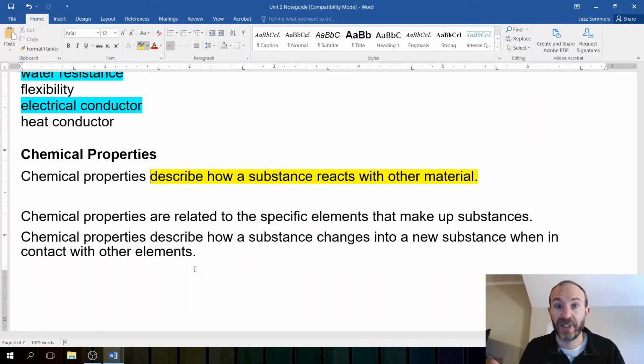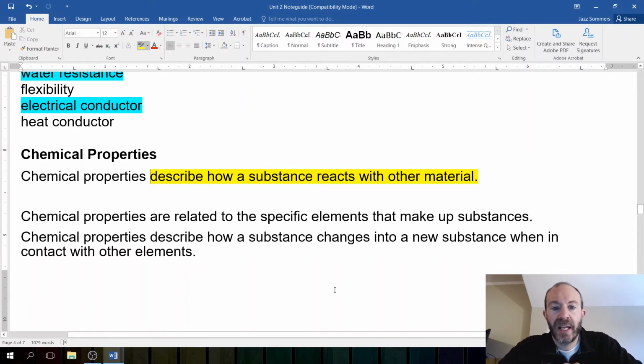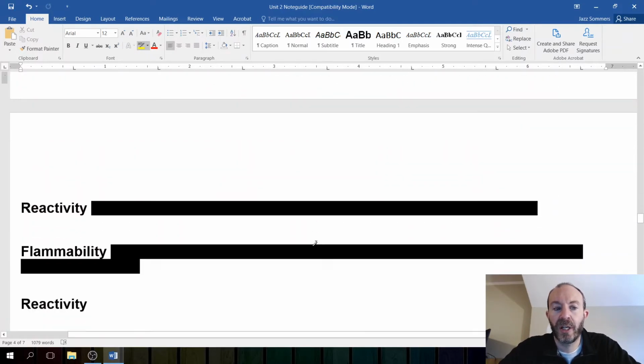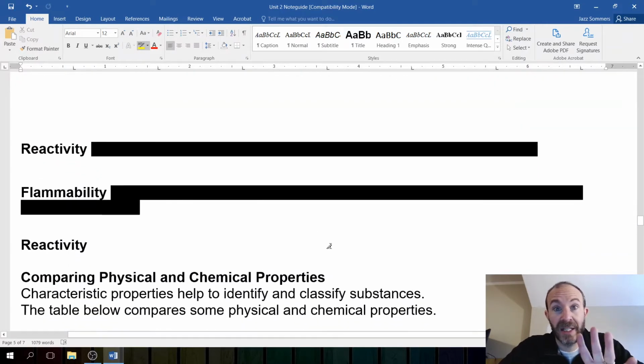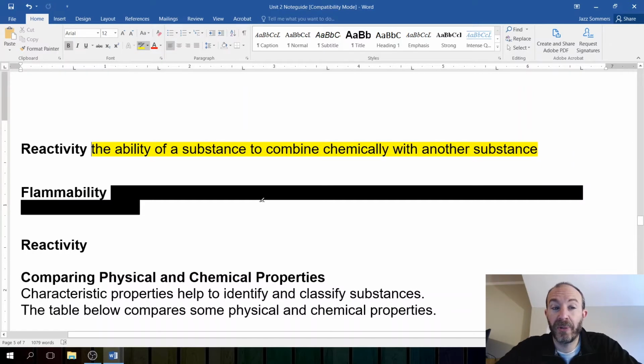So obviously a lot of these we already know, but not all of them. And if you wanted to find something out, you would have to do that, or you'd have to look it up to see if someone else has done it already. Chemical properties are related to the specific elements, and they describe how a substance changes into a new substance when in contact with other elements. By the way, if I'm going fast, please feel free to pause so you can fill in your blanks on your note guide.